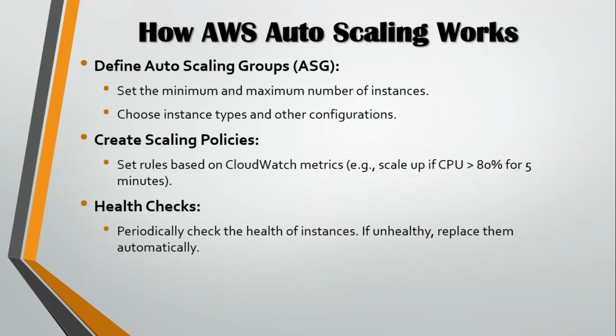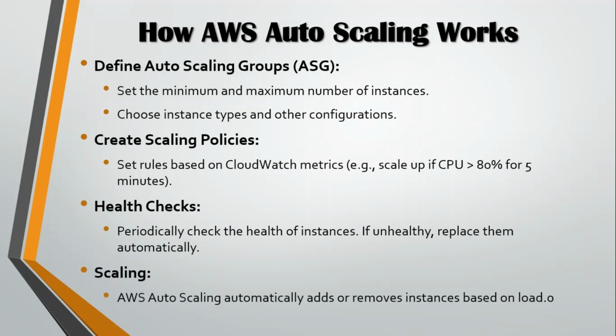AWS Autoscaling constantly monitors the health of your instances. If an instance becomes unhealthy, it will automatically be replaced to maintain the performance of your application. Based on the policies we have set, autoscaling automatically scales your infrastructure up or down to ensure it can handle the current load.